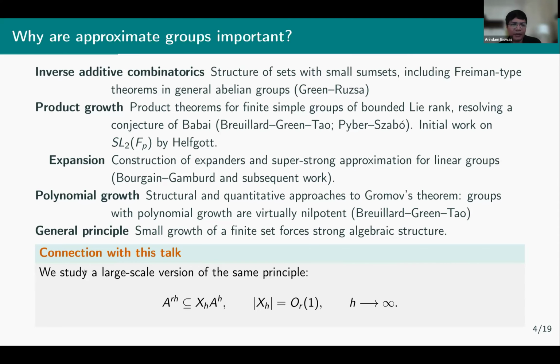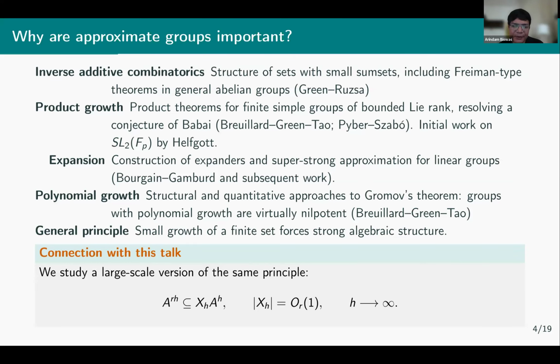small growth of a finite set will force some strong algebraic structure. And so what is the connection with this talk? We will study a large scale version of the same principle. Recall that in the previous case, we had A squared contained in X times A. Here we will take something like A to the power rh, which will be contained in Xh times A to the power h, where the size of Xh will be bounded. It will be independent of h.